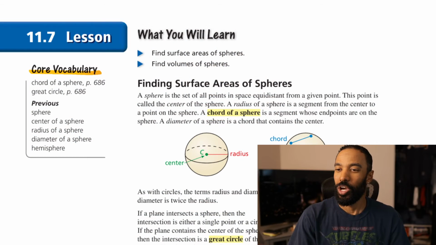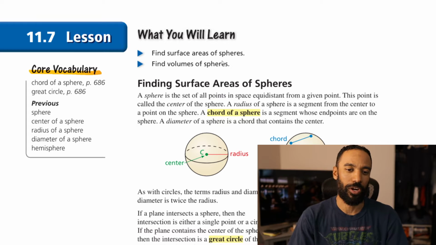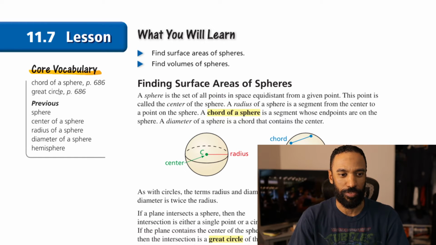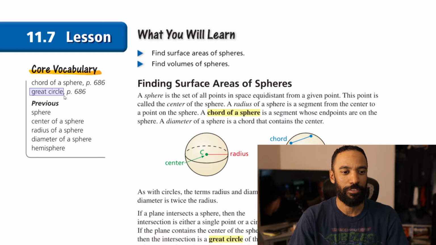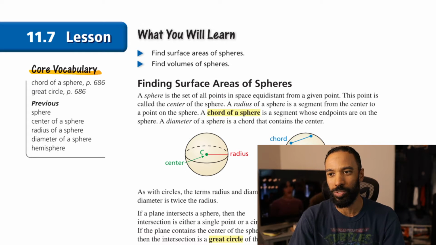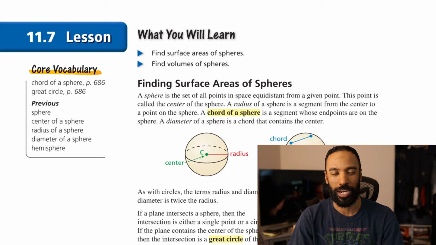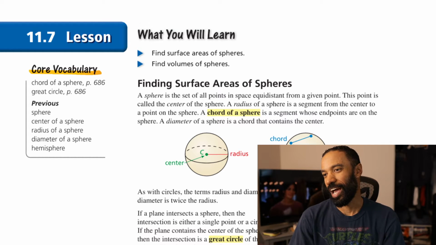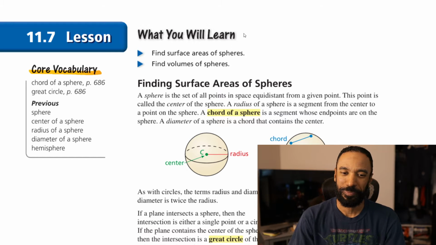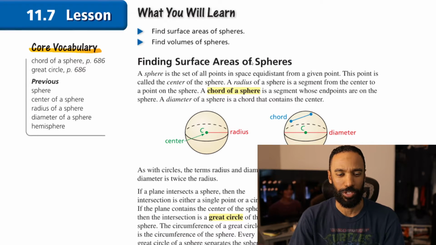So guys, I'm going to go ahead and get started with this right now, and we are going to find surface areas of spheres and volumes of spheres. New core vocabulary: chord of a sphere and great circle. If great circle was the phrase used in some of those problems and I didn't know how to answer them, I hope those don't show up. Anyway, I don't even know what we're going to use the chords for, but we'll see.